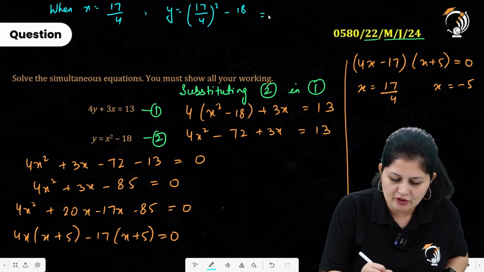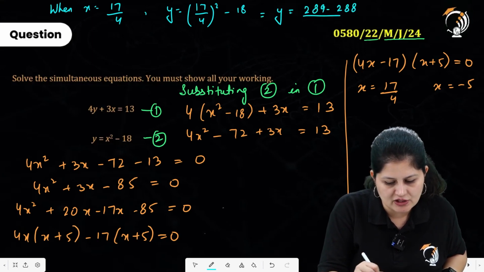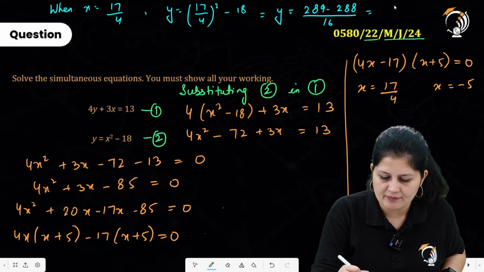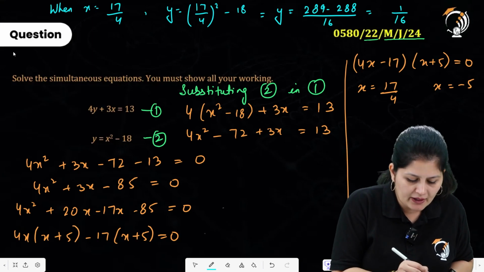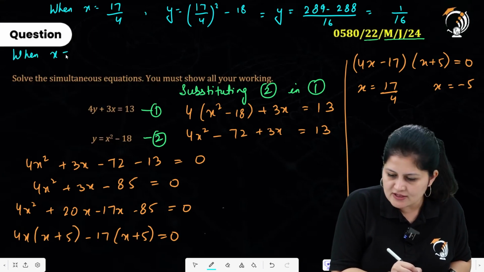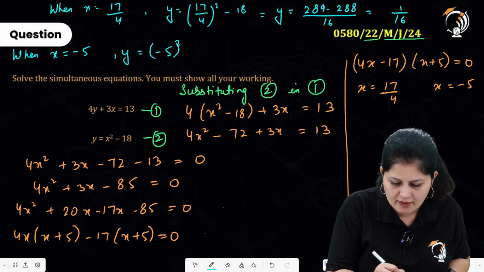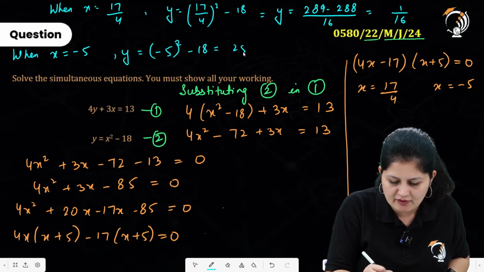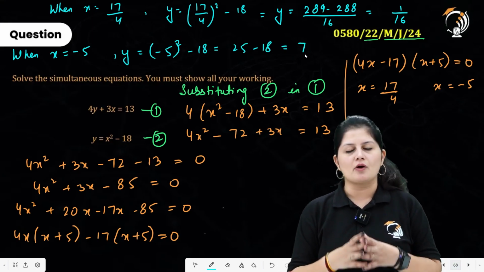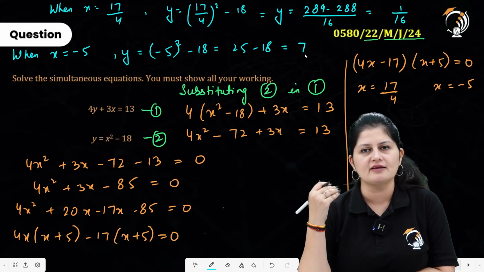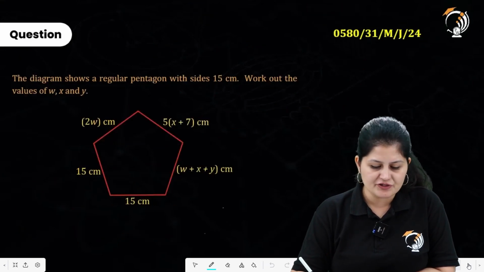So we are getting the value of y is equal to 289 minus 288 over 16. So this is coming out to be 1 over 16 as one value of y. And when x is equal to minus 5, in that case y is equal to minus 5 squared minus 18, which is going to be 25 minus 18, where we are getting it as 7. So these are the possible values of x and y that we are going to get. Clear? I hope that we have understood this question.